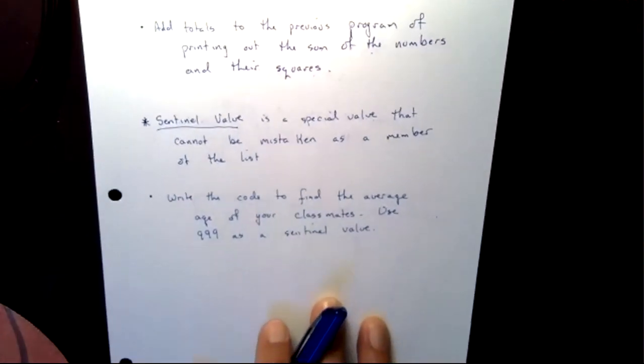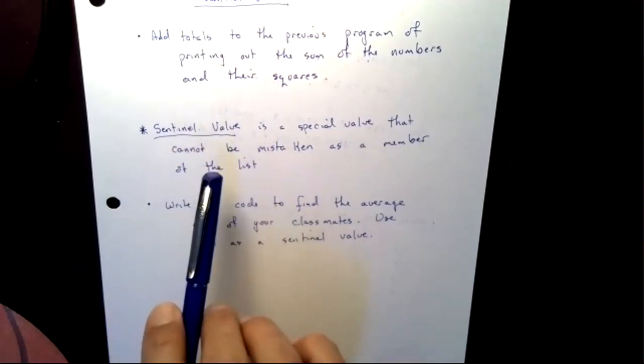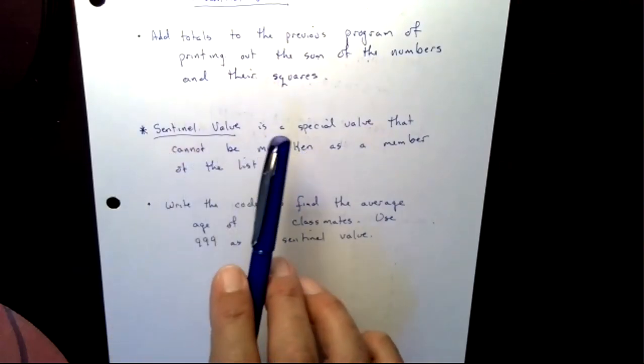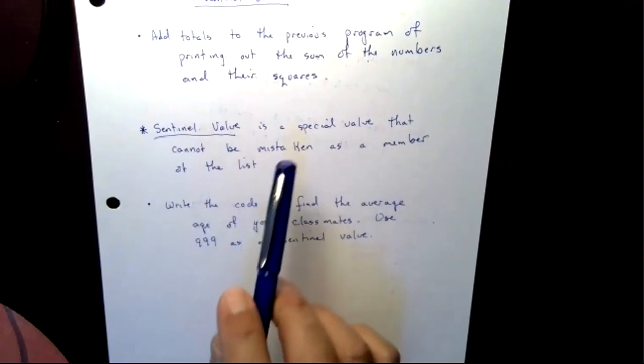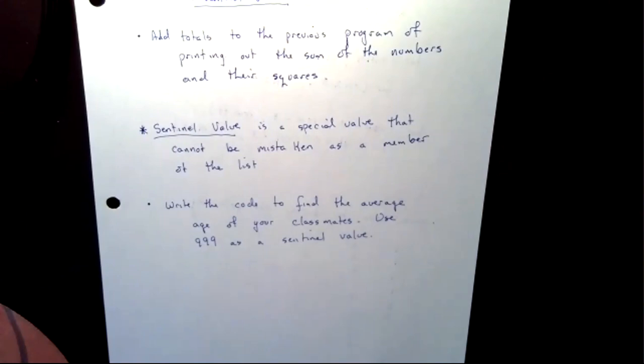So the next thing we're going to talk about is something called a sentinel value. I definitely know this is on the 161 test and people screw it up, but it's on our test as well. It's a specific value that cannot be mistaken as a number of the list. If I said, I'd like you to write a program, I don't know how many people are in line or how many people are in the class because it's a lot, and I want you to find the average of the test scores.